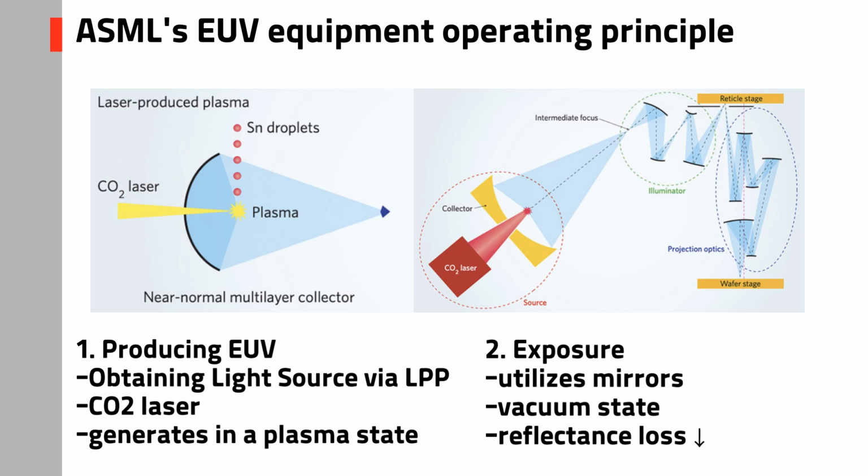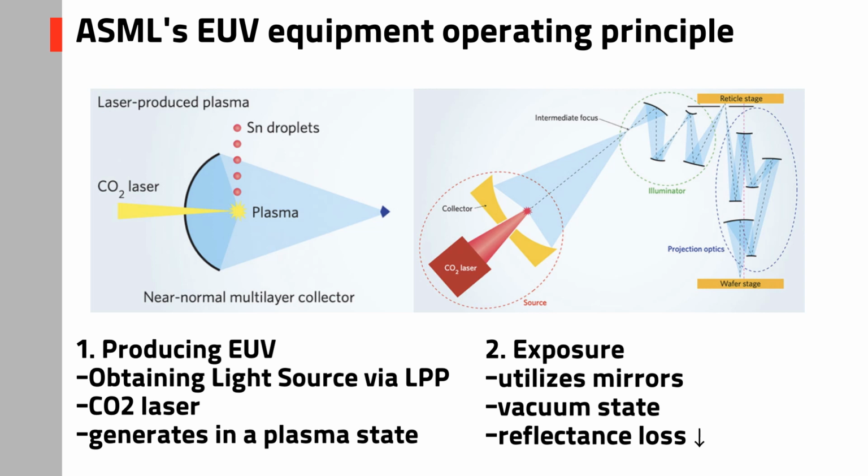EUV light exhibits a unique characteristic. It is highly susceptible to absorption by conventional lenses. To overcome this challenge, ASML employs mirrors instead of lenses. This strategic choice allows for effective light reflection, preserving the precision of the optical system.